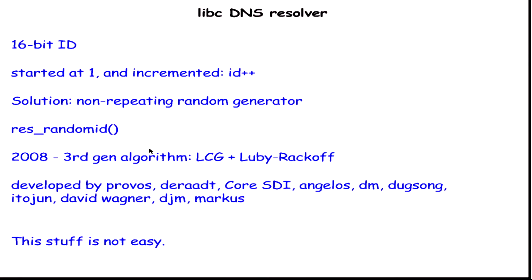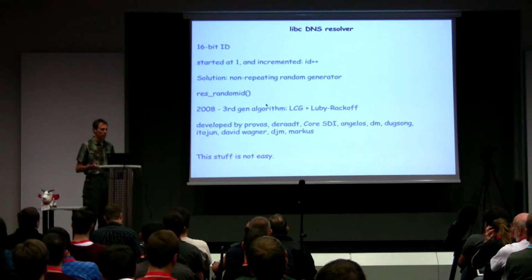A similar thing came very soon in the project, which was the DNS resolver. And the DNS protocol has a 16-bit ID. And in all of the old implementations, it would start at 1. And every single time a new packet is sent, it would simply be incremented.